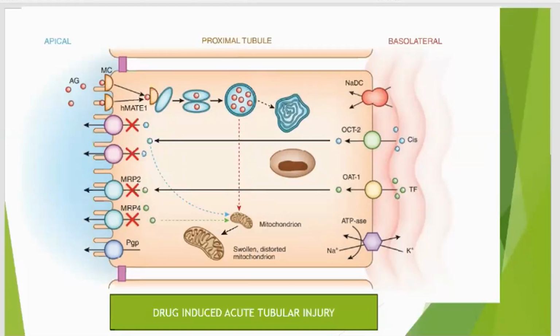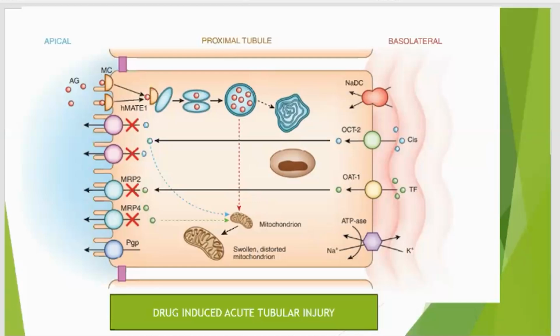And from there, they are secreted into the tubular lumen, which we can see on the opposite side, the apical side, by the transporter, which is MATE. No, sorry, MRP2, which is present on the apical membrane. So usually this is how they are excreted.